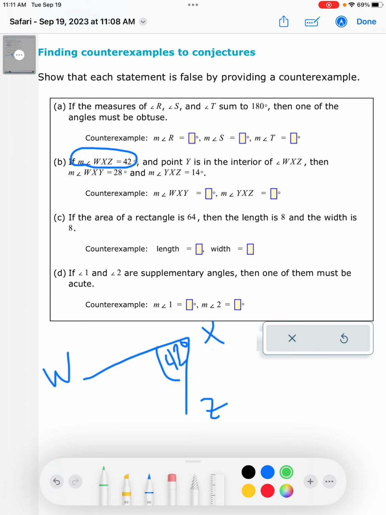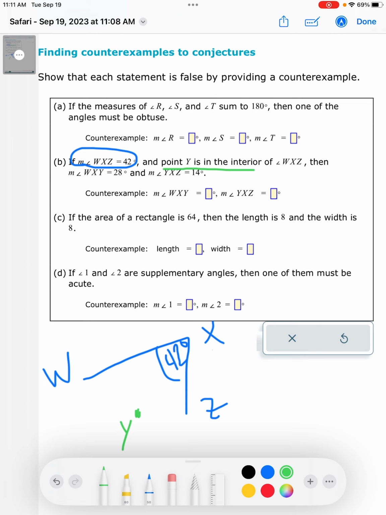And then it says there's a point Y in the interior. Well, interior means inside. So we're going to be inside the angle and put a point Y. So maybe Y is right here. That's all that means. So somewhere in between your angle, you're going to put a point Y. All right, that is the first half of the statement. So this is the setup of the problem.